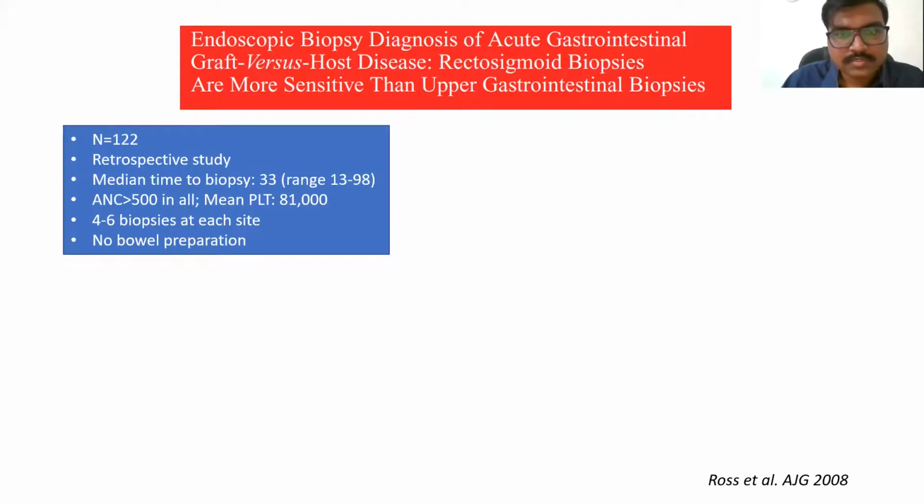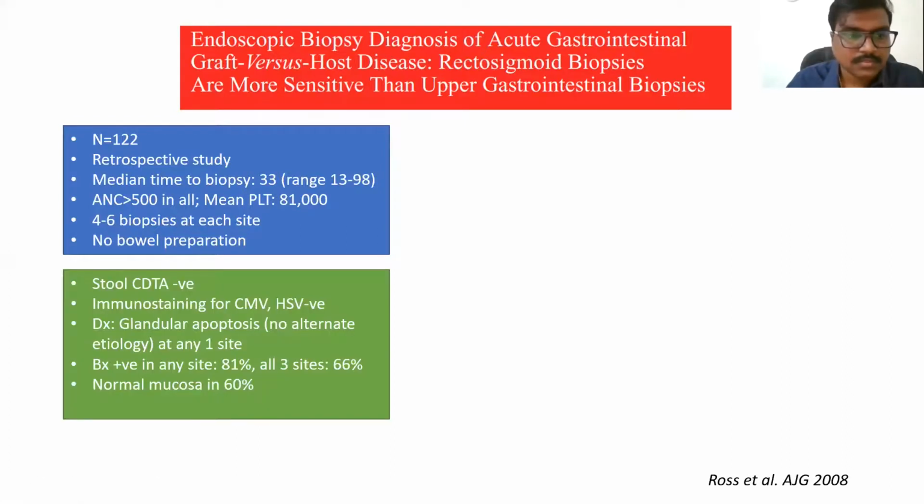All those patients underwent upper GI and lower GI endoscopy simultaneously, and only those patients who underwent both are included in this study. The median time to biopsy was 33 days after transplant, and in all of them the neutrophil count was more than 500, and the mean platelet count was 81,000. If the platelet count was less than 50,000, they transfused platelets to reach the target. In all patients, 4 to 6 biopsies at each site were taken, and no bowel preparation was used.